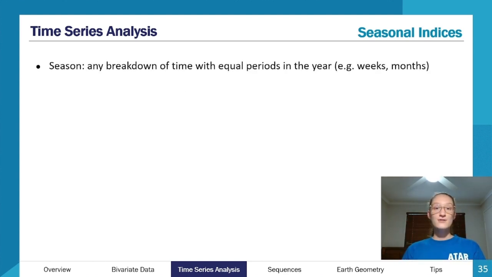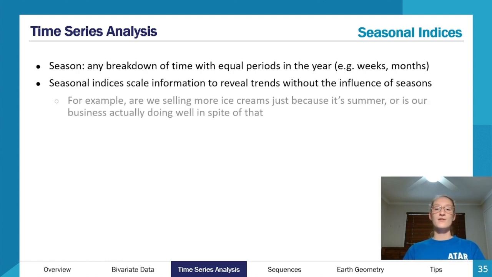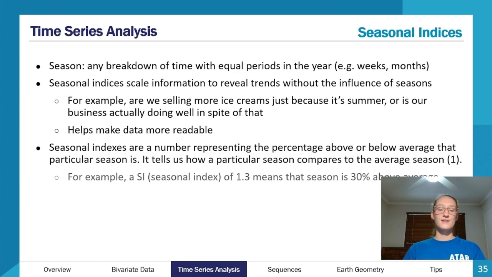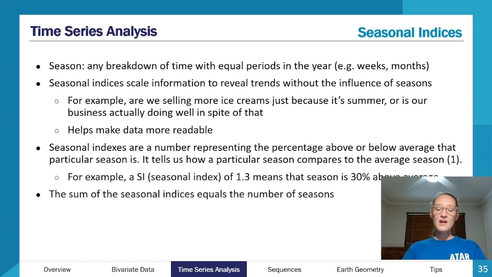So that was removing the impact of irregular fluctuations. But if we want to remove the impact of seasonality, this is where de-seasonalizing data comes in. And how we do that is with seasonal indices. We won't focus on that here too much because I would like to focus more on sequences. But the main things I'll draw your attention to is, again, that a season is any breakdown of time with equal periods in the year. So we could do it month by month, in which case we'd have 12 seasons in the year. And seasonal indices are the numbers that we use to de-seasonalize and re-seasonalize data.